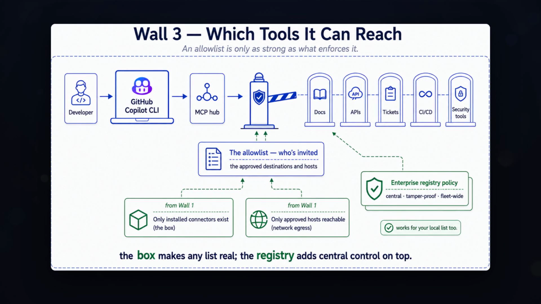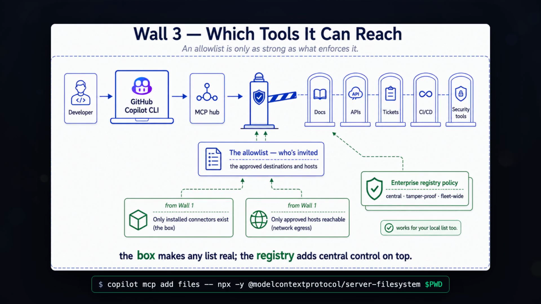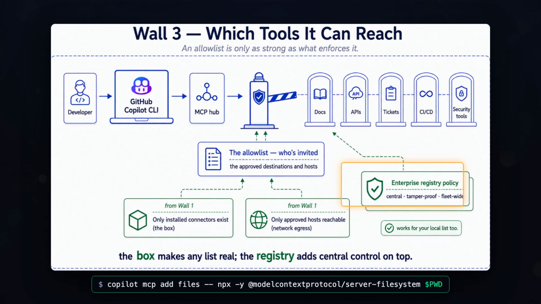Adding a connector itself is just one command. Now, at work there's a stronger version of this. An administrator publishes an approved list up on the server, tied to your sign-in, so neither you nor the agent can quietly edit it away.